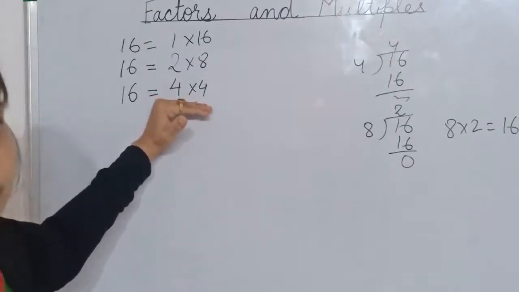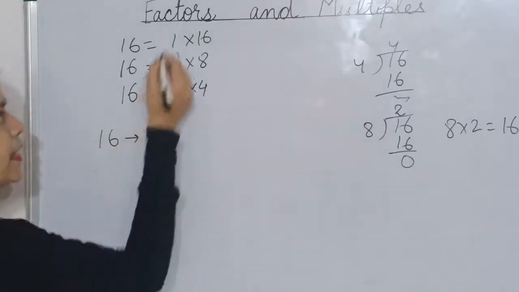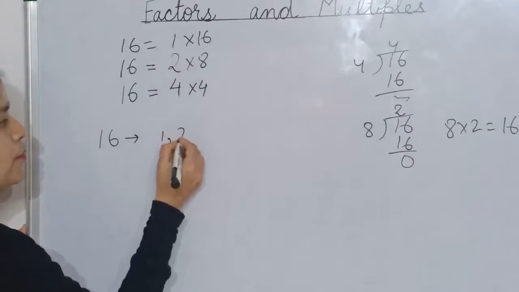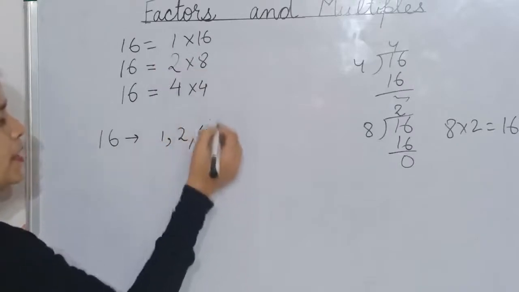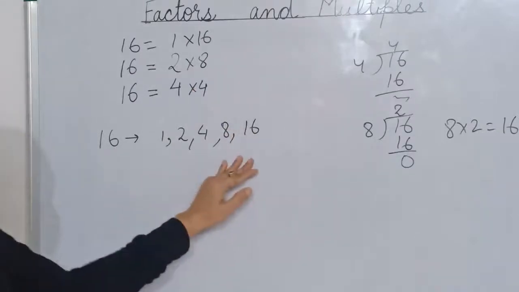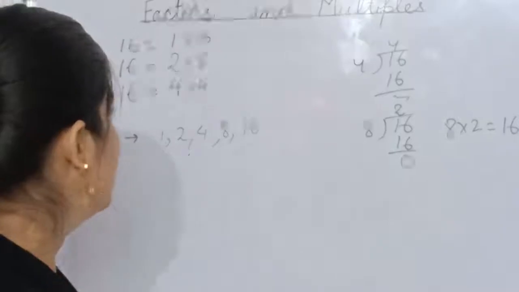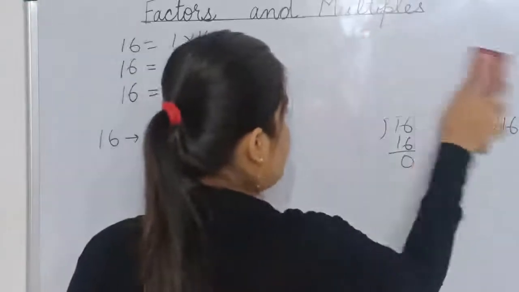And if anyone asks you to write all the factors of 16, then we will simply write the factors of 16 like 1, 2, 4, 8 and 16. These are the factors of 16. I will make you clear with one more example.